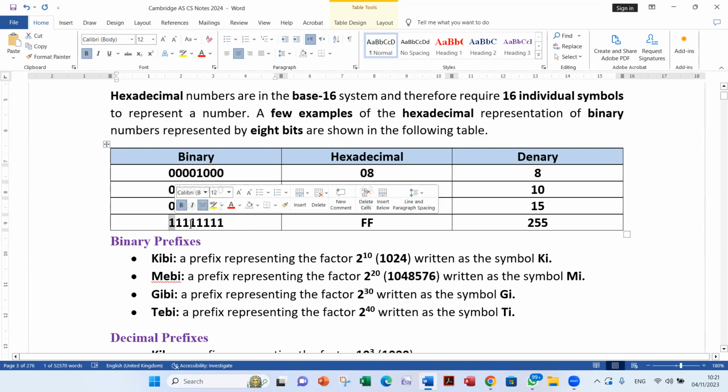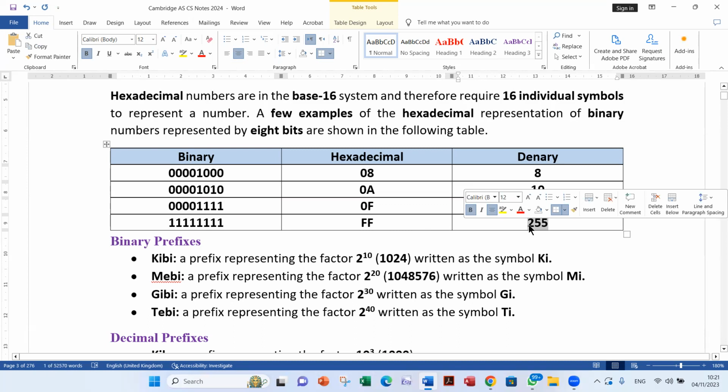And 1111 1111, if you split it into two parts, this is going to be F and this is going to be F. So it is FF. However, if you put weights 1, 2, 4, 8, 16, 32, 64, 128, you get 255. And this is the biggest denary number that can be stored in an 8-bit register.